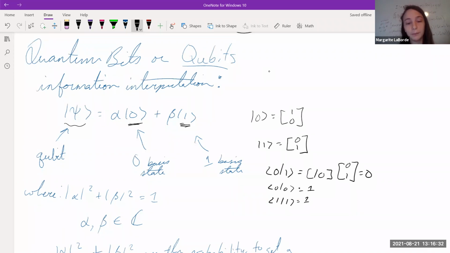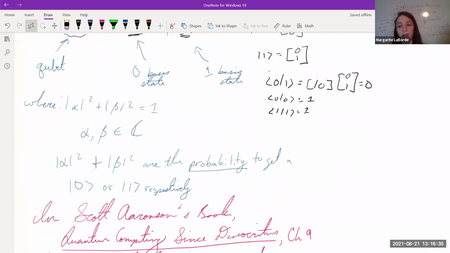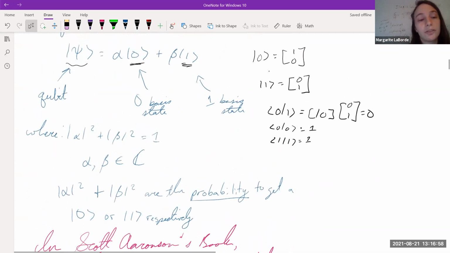What are alpha and beta? Well, first, I state that alpha and beta are complex numbers, and we have the requirement that the magnitude of alpha squared plus the magnitude of beta squared must equal 1. This is our normalization condition. And we say that alpha squared and beta squared are the probability to get 0 or 1 respectively. So we might refer to alpha and beta individually as probability amplitudes, and then you square them to get the probability of that particular outcome.